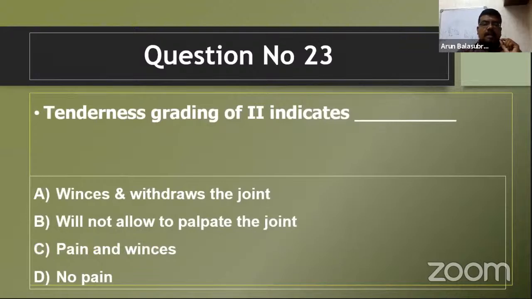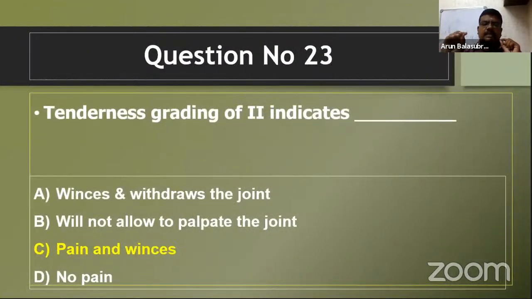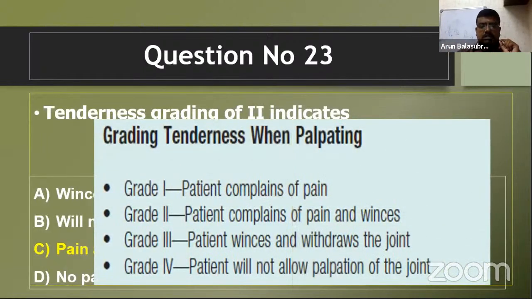Okay, very important: tenderness grading. When you do palpation, you have gradings of tenderness. Grade 2 indicates what? Options were: winces and withdraws, will not allow palpation, pain and winces, or no pain. Tenderness grading 2 indicates pain and winces. When you palpate, the patient complains of pain and winces. It is an important grading you are supposed to understand, read and mark.